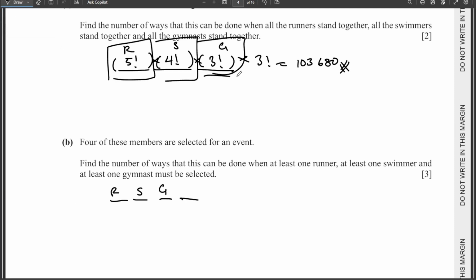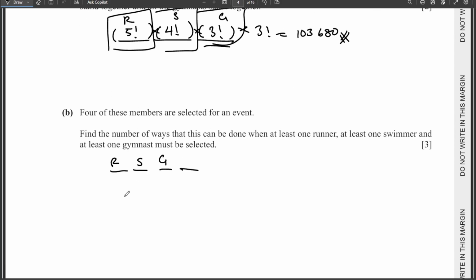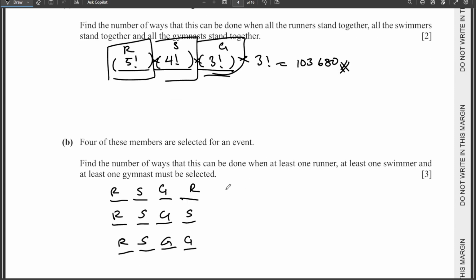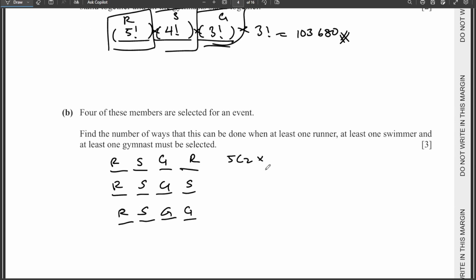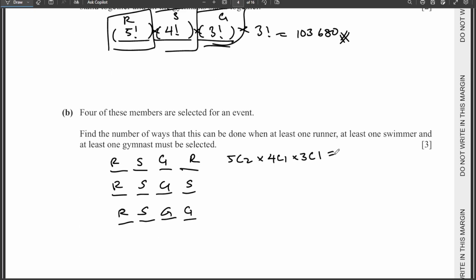So in this case, we need to consider 3 cases. We need to consider the 4th person, whether it's a runner, a swimmer, or a gymnast. Again, the order doesn't matter, so we'll use combinations. For the first case, 2 runners: out of 5 runners, you pick 2, 5C2. Multiply by 4 swimmers, choose 1. And 3 gymnasts, choose 1 again.